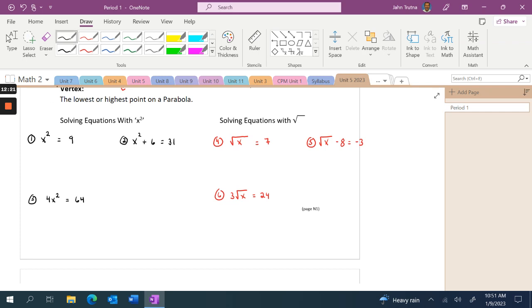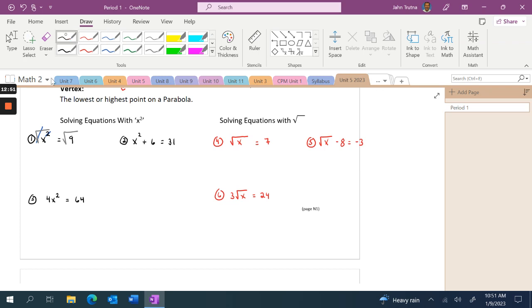So the first example here, you can see we have x squared is equal to 9, okay? Now, if you ever want to solve an equation for x, if there's an x squared, the way that you eliminate an x squared is you take the square root of both sides of the equation, okay? And the reason why you do that is because the square root symbol cancels out the exponent of 2.